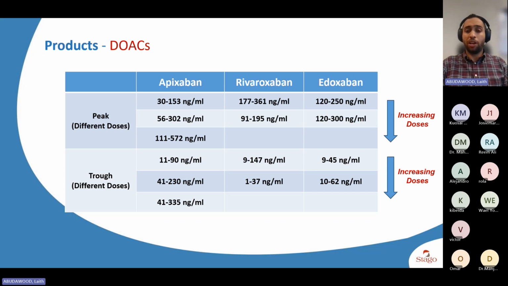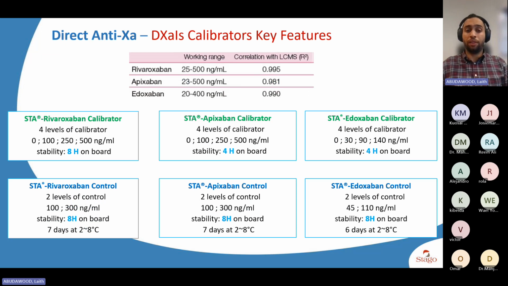range. So what I'm trying to say here is all these ranges fall within the working range of the anti-Xa kit that we offer. So you will not really have any problem in monitoring your patients, whether they are in the peak on-therapy range or the trough on-therapy range. As you can see, the working ranges for all of these kits are listed here, and they are well within and covering all the on-therapy ranges for all of these three drugs.